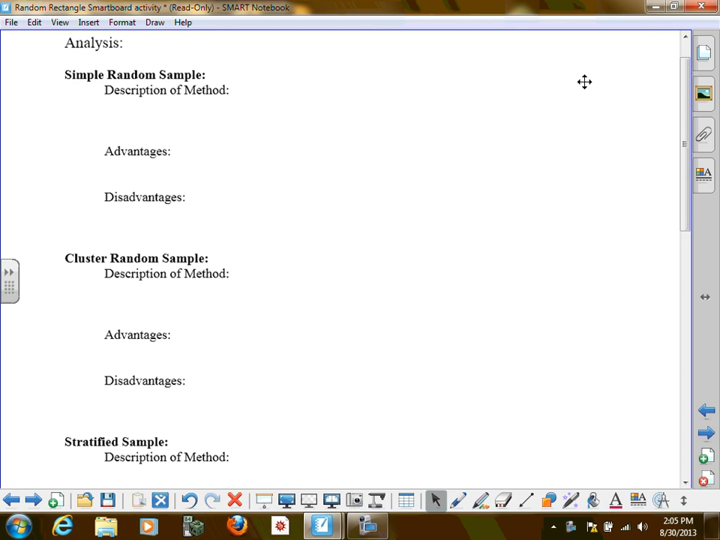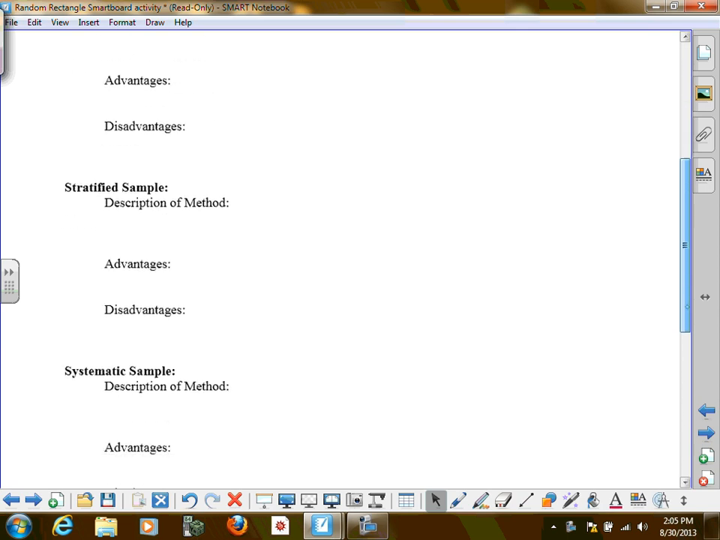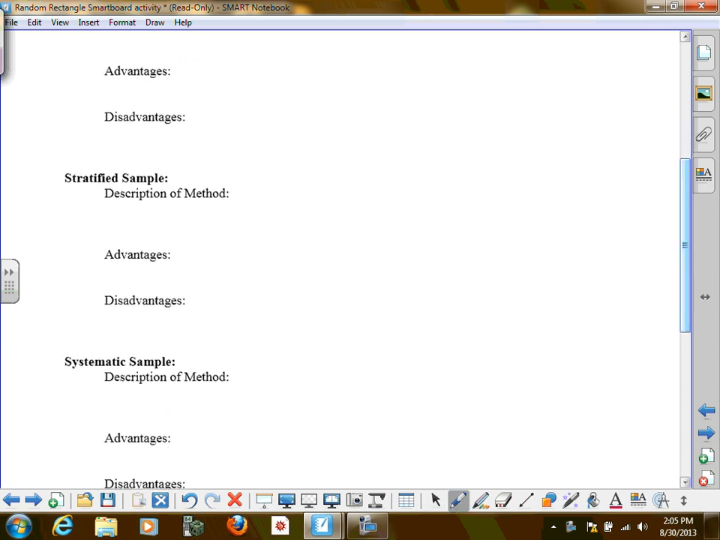Through this. So yesterday we got through cluster sampling. Okay, so the next one is stratified. So we did cluster. Let's do stratified. Here we go. Stratified is where we divide it. We have small, medium, and large rectangles.